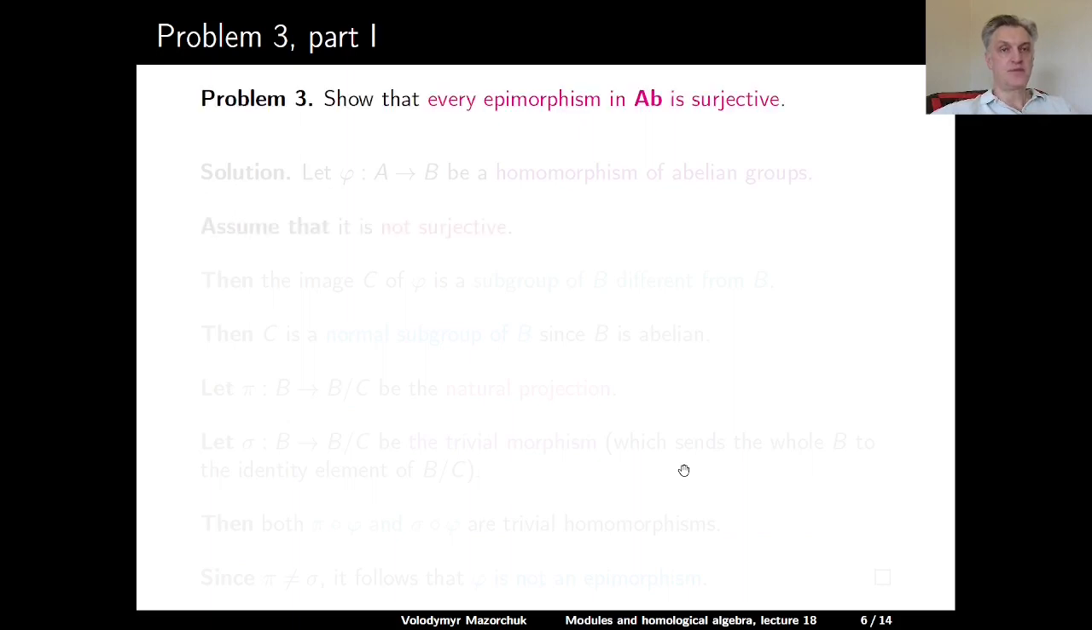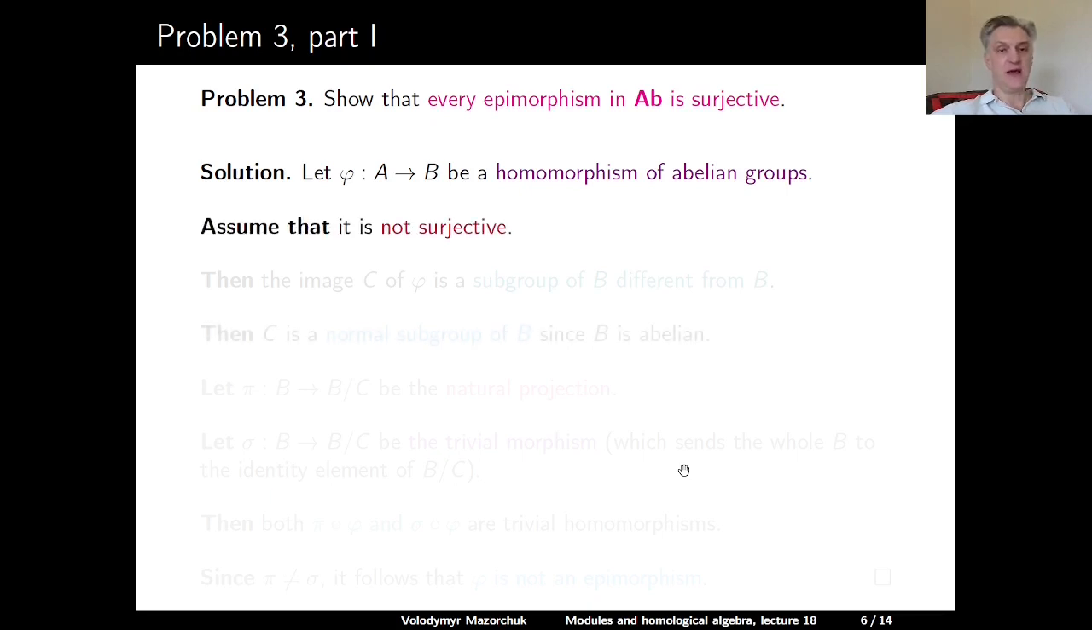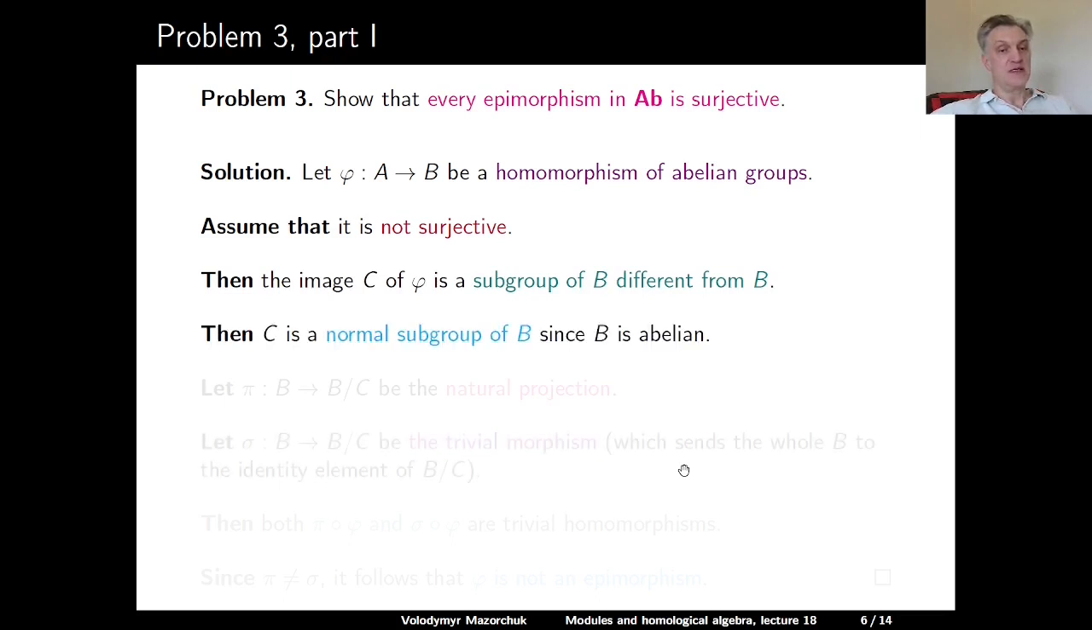Problem 3. Show that every epimorphism in the category of abelian groups is surjective. Solution. Let phi be a homomorphism of abelian groups from an abelian group A to an abelian group B. Assume that phi is not surjective. Then the image C of phi is a subgroup of B which is different from B. Note that this subgroup is a normal subgroup because B is abelian.